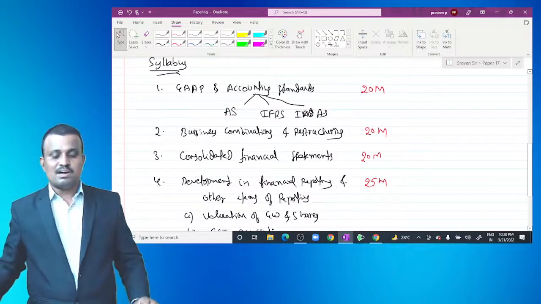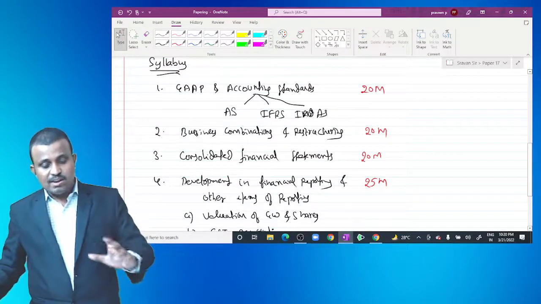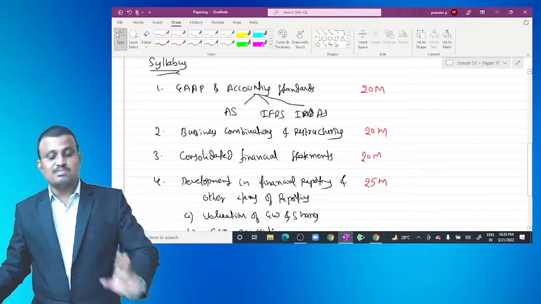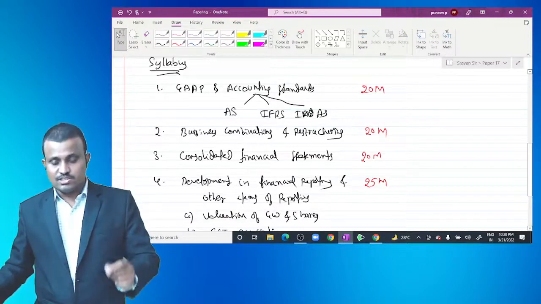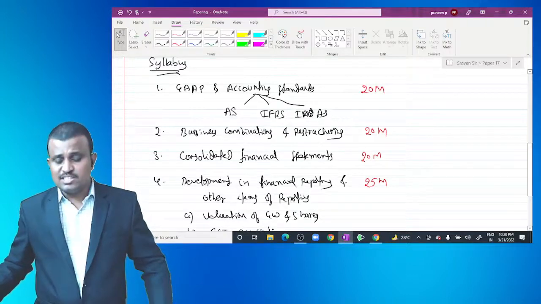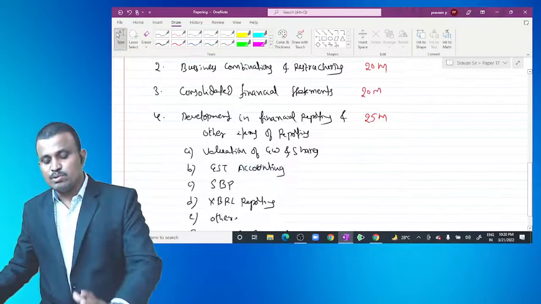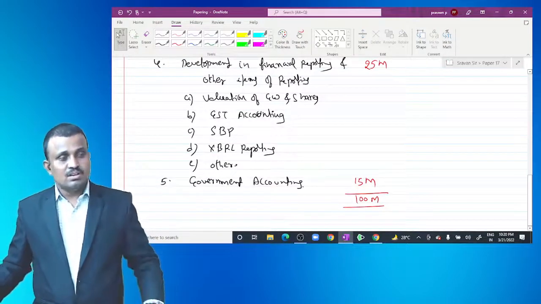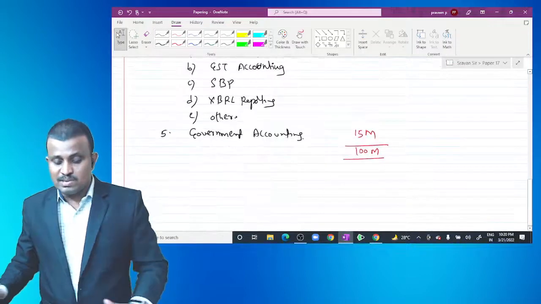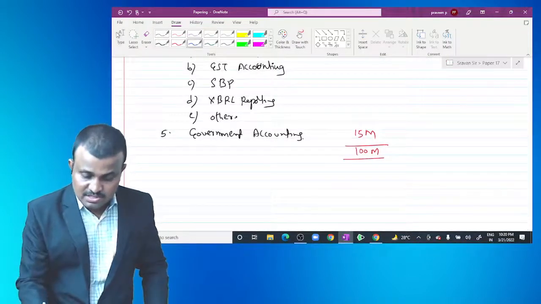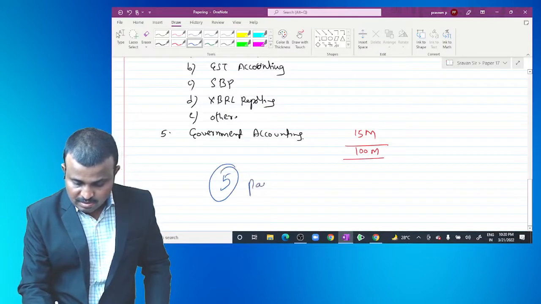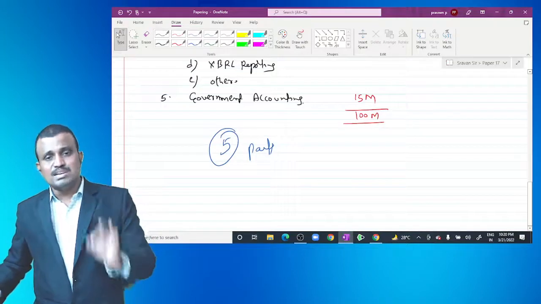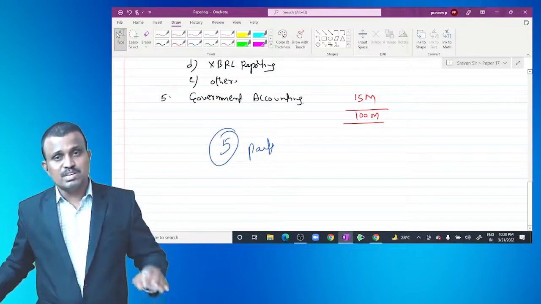So the first one is GAAP and accounting standards. In accounting standards we cover IFRS and Ind AS, business combination and restructuring, reconstruction, consolidated financial statements, developments in financial reporting and other items of reporting, and the last one is government accounting. The whole syllabus is divided into 5 parts. Each part carries minimum 20 marks.